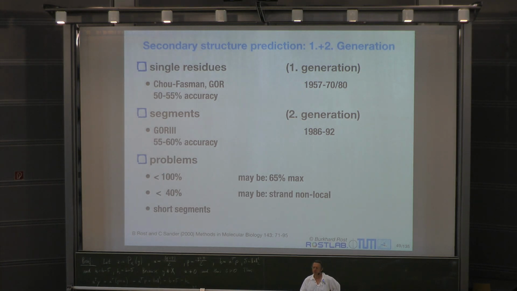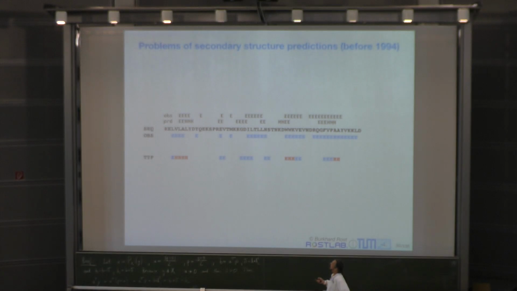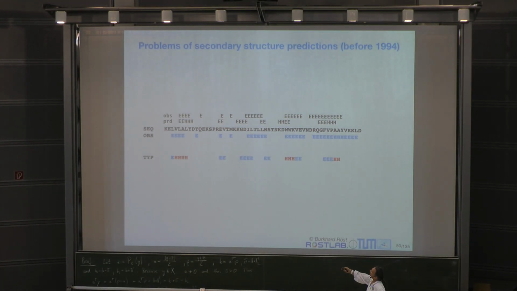There was an additional problem, the problem of short segments. Let me illustrate that. So a typical prediction, again, that's the observation up here, the blue. In black above you have the sequence. A typical prediction would be the one down here. And what you see is that there's an E, and then there are 4 residues of H. Then there are E, here's H and E.